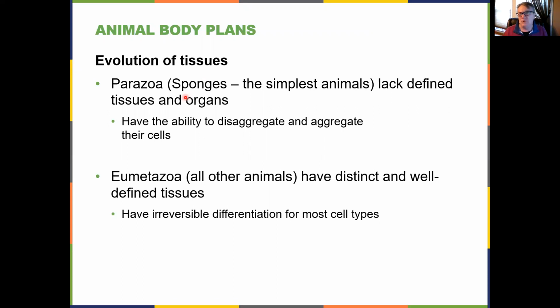The eumetazoa, the tissues that we're talking about, are the adult tissues. So we're not talking about the endoderm, mesoderm, and the ectoderm that we were talking about when we were discussing embryologic development. This is the final tissues that they turn into. And these make up all the different organs of the body. And therefore, they now have an irreversible differentiation of their cell type.